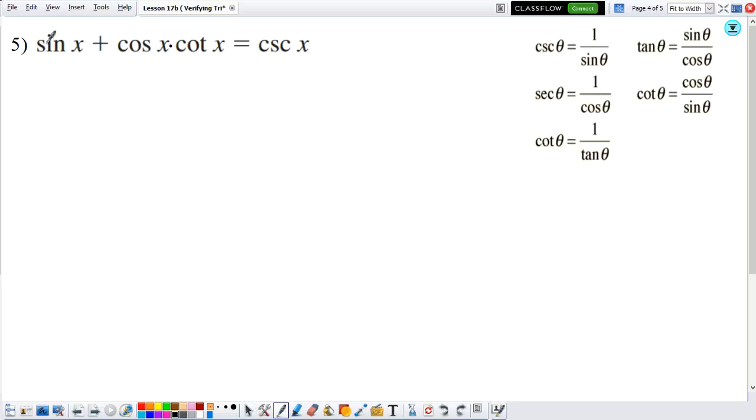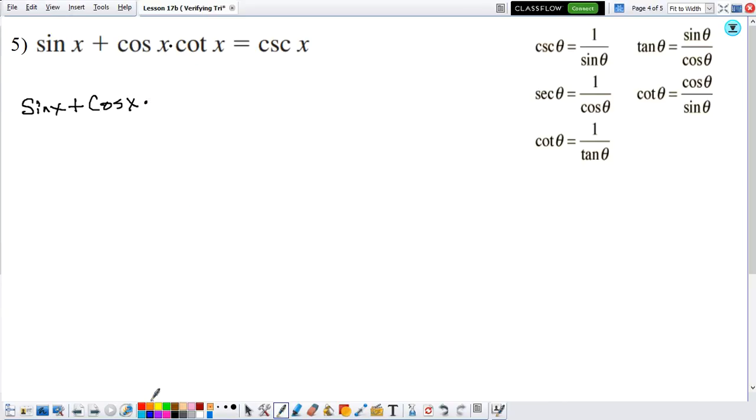So let's see. Sine. Well, same strategy here. Which side looks the hardest? Well, I see that the hardest side is on the left side. So let's try to modify that. Try to rewrite everything in terms of sine and cosine. Sine, it's already in terms of sine, so I'm just going to rewrite that. So now we have a plus. Cosine, it's already cosine, so we don't change it at all.